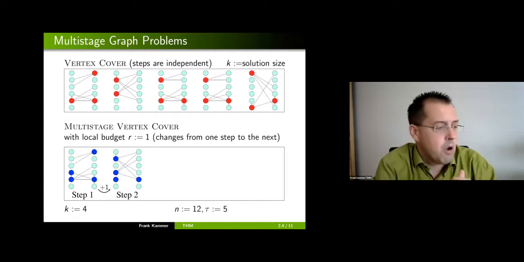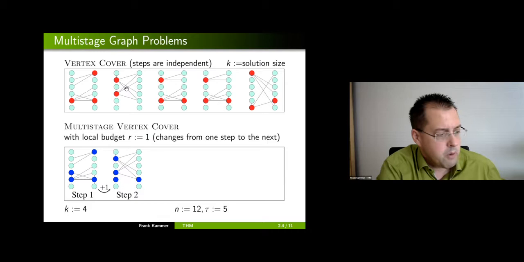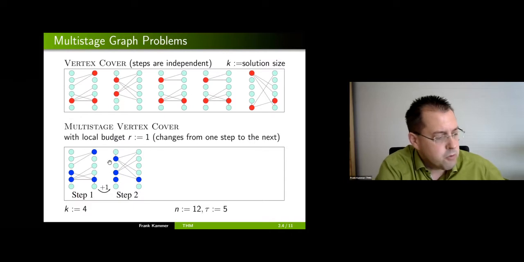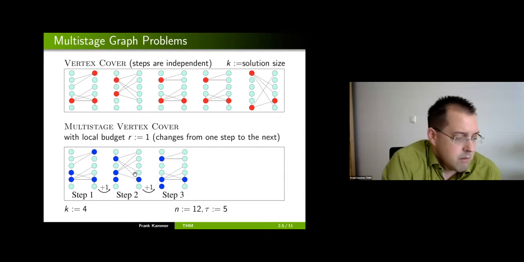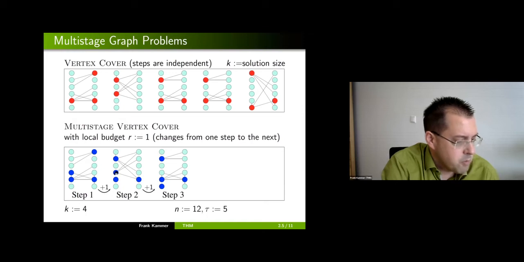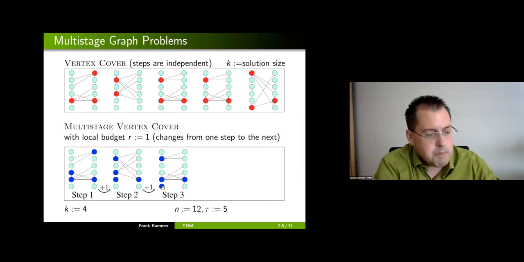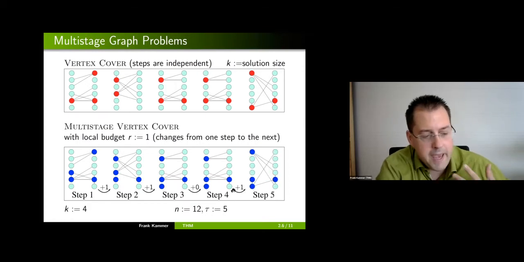To get some intuition on the problem, one can observe some difficulties. From here to here, we have 2 changes, and this is not allowed by our local budget. So what we can do, for example, is increase the solution size. We can add another vertex, as you can see here, so that we can go from here with only one vertex changing. What can also happen is that we are forced to make a change, adding a vertex to the solution set, absolutely unmotivated, but this helps us in some later step, so that we do not have to pay 2 changes there.